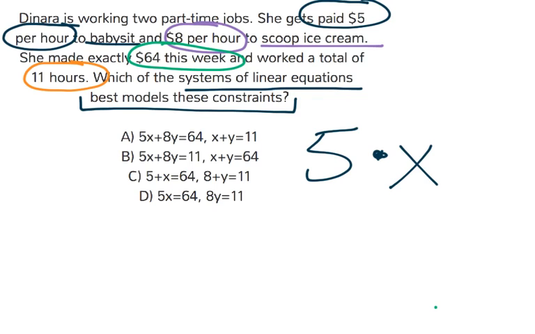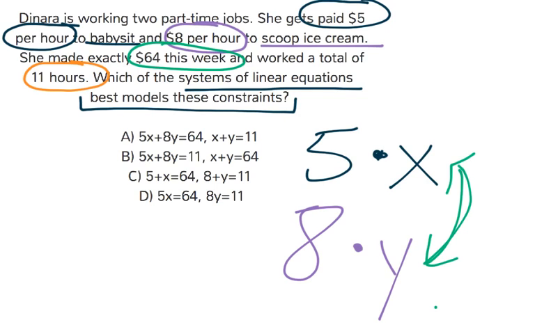And then she also gets paid $8 an hour to scoop ice cream. So that number of hours might be Y. So 8Y and 5X could be part of it. And then in total, when you add up all the money, she made $64 at the end of the week. So we know that these two added together actually equals $64.